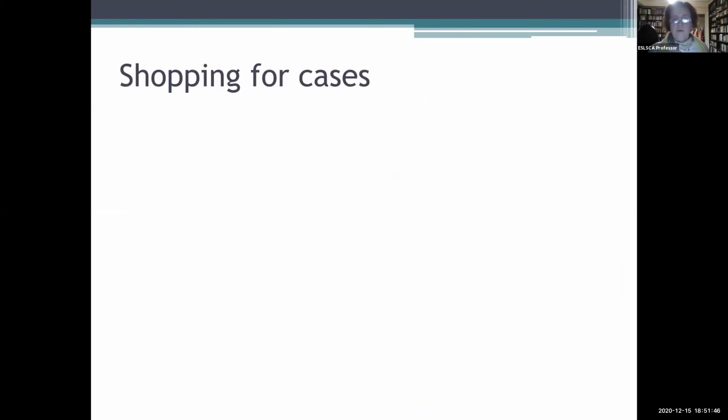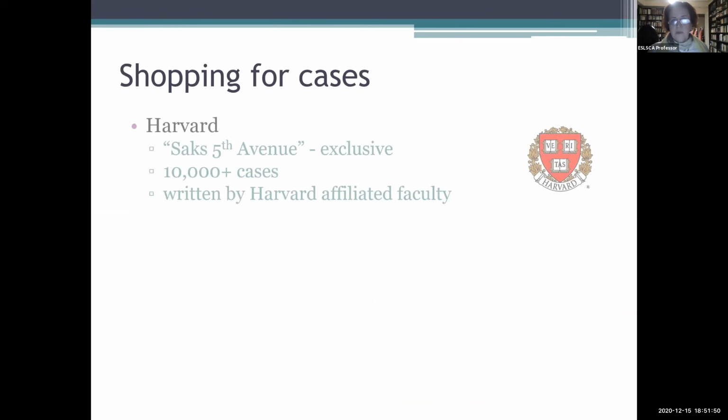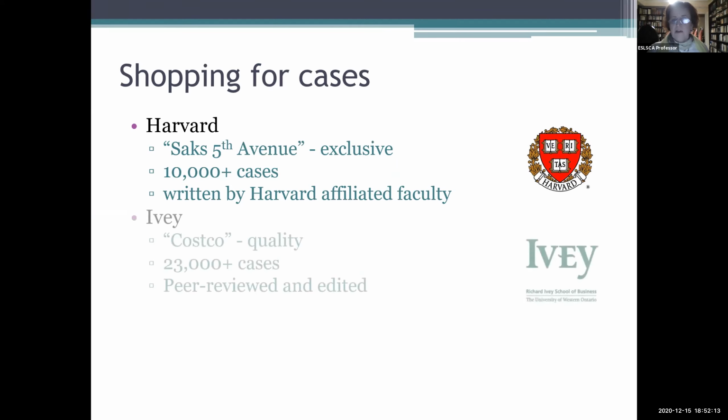Now I'm going to talk about where to find cases. You have three options. You have Harvard. Harvard is the Saks Fifth Avenue. It's a very exclusive shop for cases because it does not have a very large number of cases. Those cases are written by Harvard affiliated faculty. So even if I have an amazing case, I couldn't publish in Harvard, and I don't need to, because I publish in Ivy.